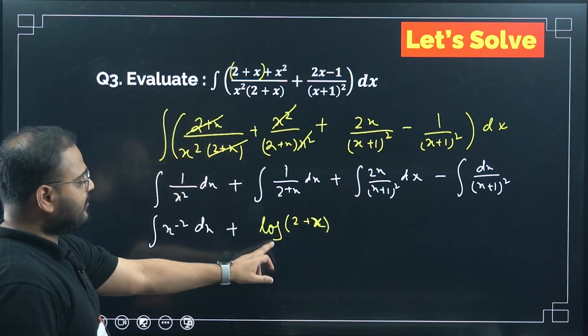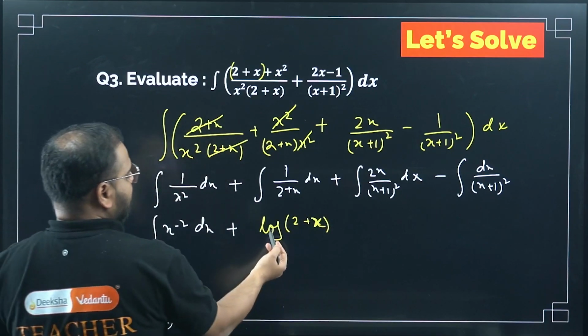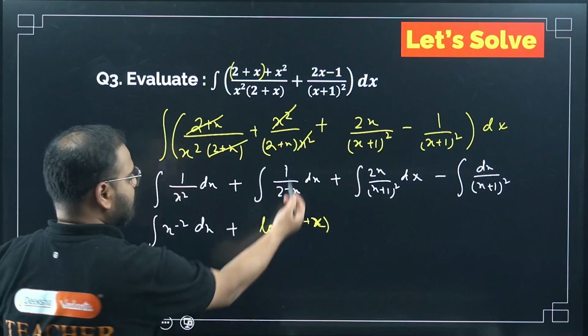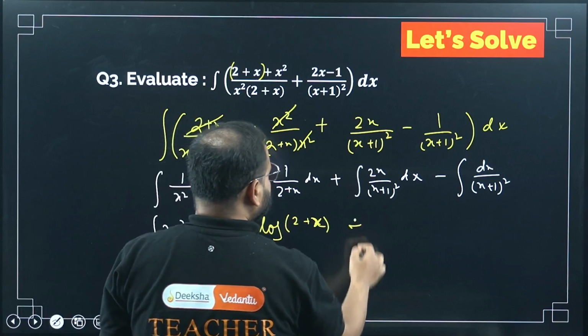Yes, right? What is the differentiation of this? Tell me. Differentiation of log of 2 plus x will be what? 1 upon 2 plus x times 1. So the same thing is written here.